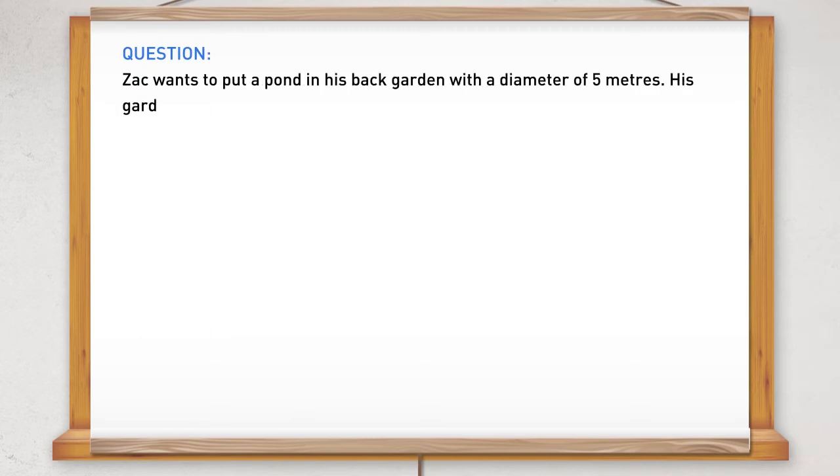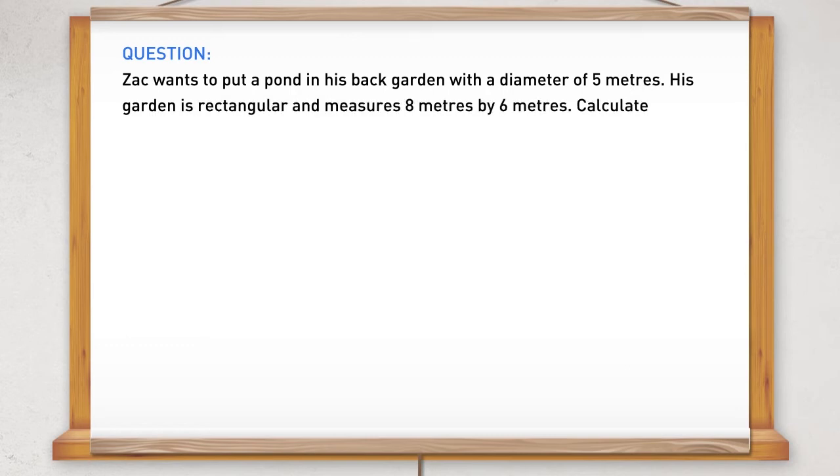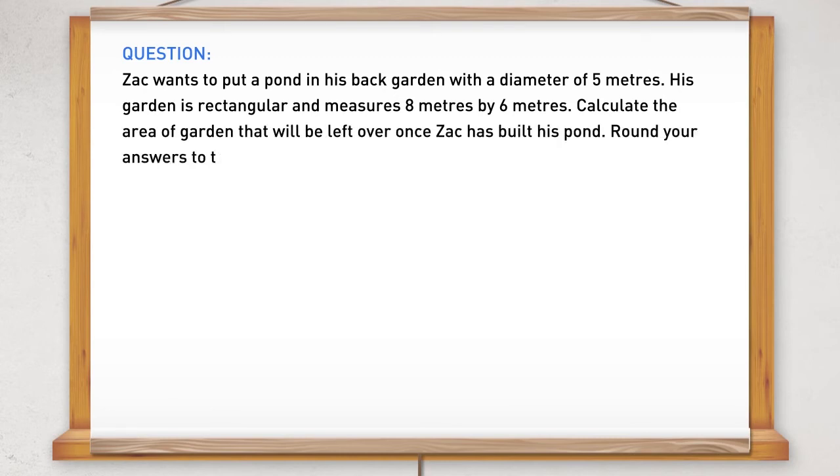Let's have a look at the following question. Zach wants to put a pond in his back garden with a diameter of 5 metres. His garden is rectangular and measures 8 metres by 6 metres. Calculate the area of the garden that will be left over once Zach has built his pond. Round your answer to 2 decimal places.